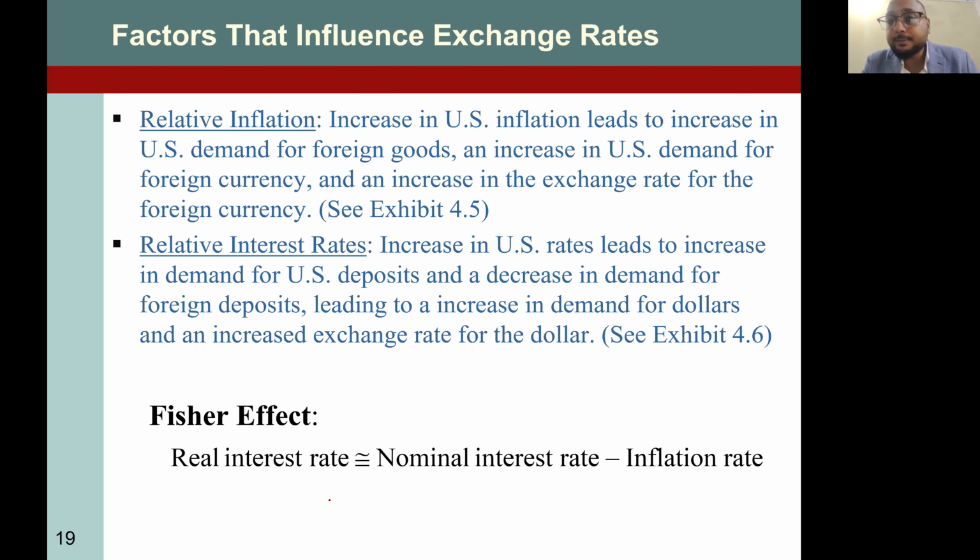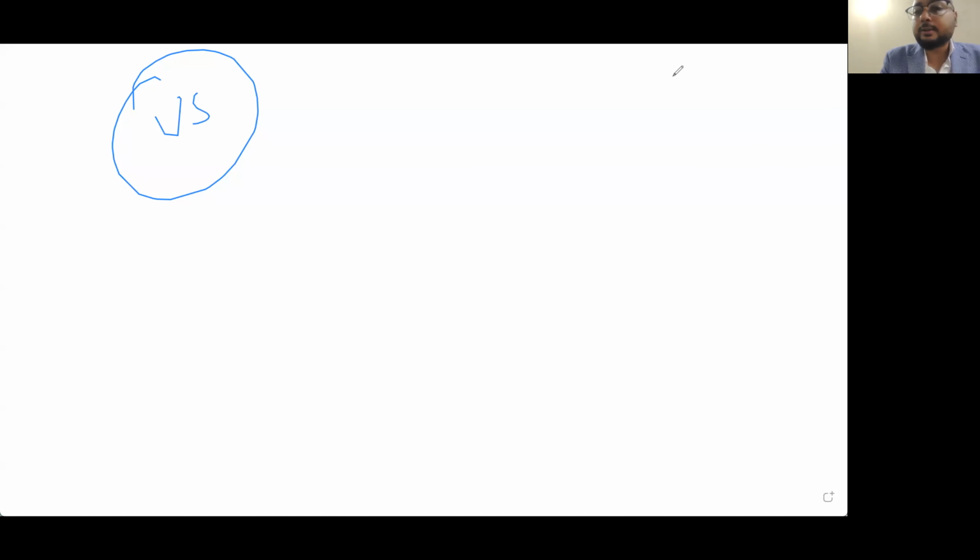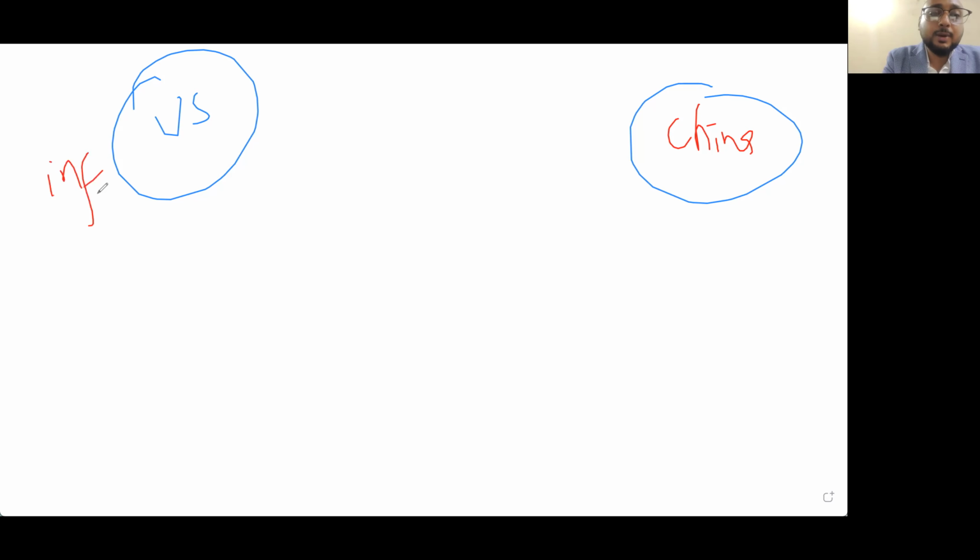Number one, relative inflation. So an increase in inflation leads to an increase in US demand for foreign goods, an increase in demand for foreign currency, and an increase in the exchange rate for foreign currency. Quite confusing, right? Let's just talk about that. There are two countries, US and, let me change the color, China. So if, as compared to China, inflation in US rises.